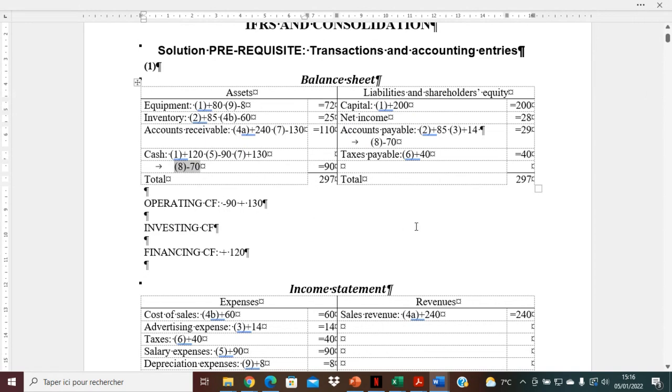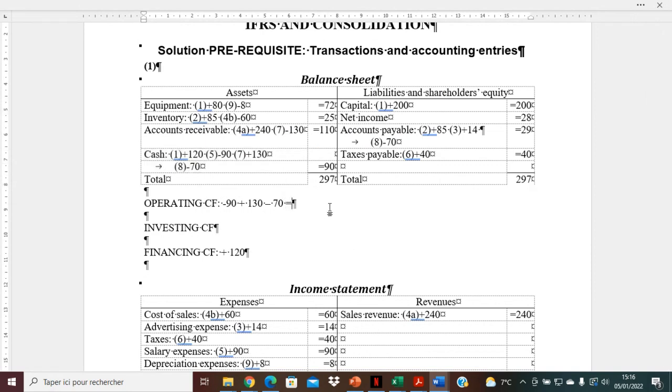So is this operating, investing, or financing? And indeed, you are right. Here, once again, we are talking about an operating cash flow. So minus 70 in the operating section. So it means here I have 4 cash flows. Therefore, in my cash flow statement, I have 4 numbers, and we are done.